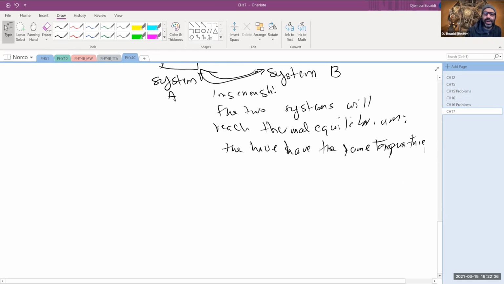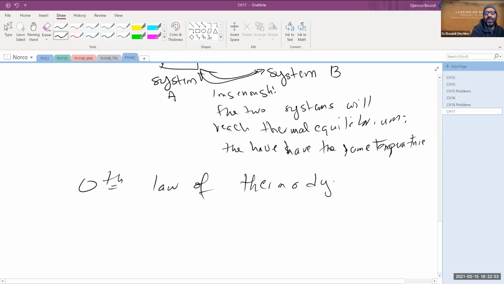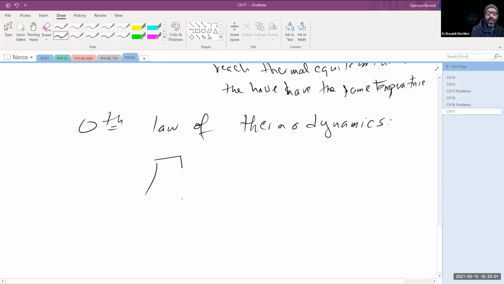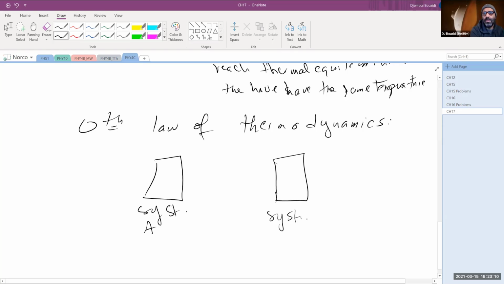Here is the Zeroth Law of Thermodynamics. This is the discussion that we're going to have today, okay, for the Zeroth Law of Thermodynamics. So this is going to be a way for me to measure temperature. Let's state the law first, and this is going to be the discussion item today. We have system A. We have system B. And we have system C.